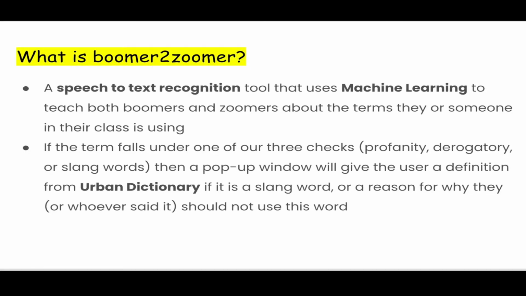Well, it is a speech-to-text recognition tool that uses machine learning to teach both boomers and zoomers about the terms that they or someone in their class is using. If the term falls under one of our 3 checks of profanity, derogatory, or slang words, then a pop-up window will give the user a definition from Urban Dictionary if it is a slang word, or a reason for why they or whoever said it should not use this word.